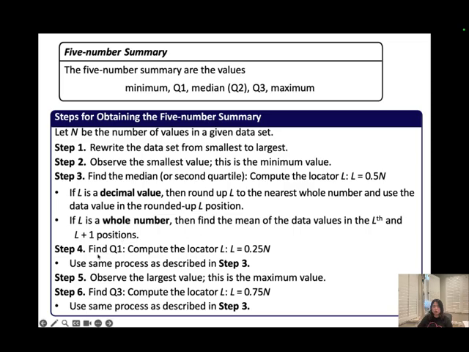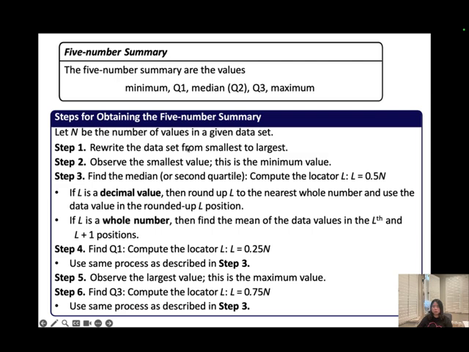Okay, step 4, find Q1. Compute the locator, so L equal to 0.25 n. You could think about it: if we want to find the median, since median means 50% of the data is below it and 50% of the data is above it, the equation is L equal to 0.5 times n. And when Q1 is 25%, that will be L equal to 0.25 n. Q3 also: Q3 means 75% of the data is below it, so the equation will be L equal to 0.75 n.